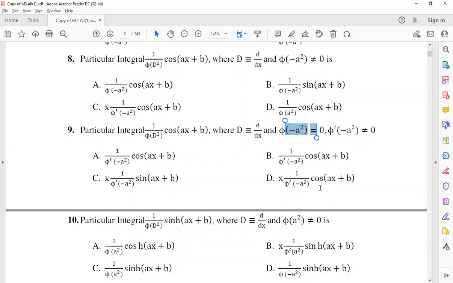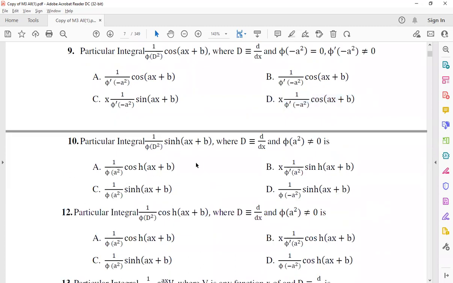What is wrong with D? A is not correct, D is correct. Why? You should multiply by x first and then take the derivative of the denominator. So the correct one is D. Agreed? Yes, ma'am. Right.